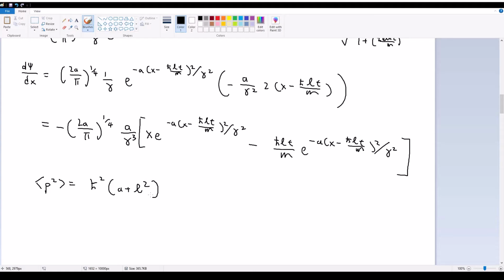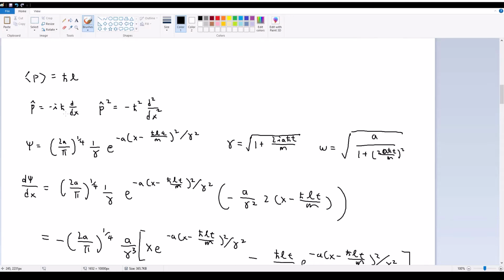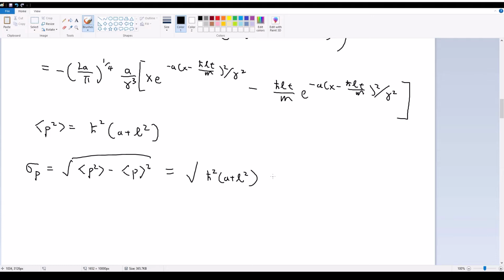So at this point, the standard deviation in p is going to be the square root of the expectation value of p squared subtracted by the expectation value of p itself squared. This is going to equal, from the expectation value of p squared, h bar squared times a plus l squared, and then for the expectation value of p, we have h bar squared l squared. So we move the h bar out, and we have the square root of a plus l squared minus l squared. Or sorry, this is a subtraction term, so the l squares cancel out, and we just get h bar square root of a.